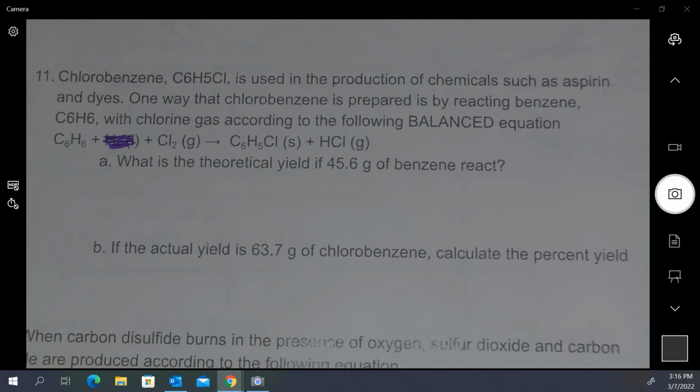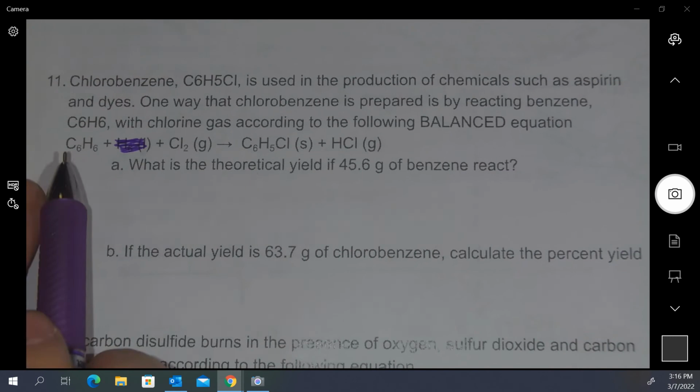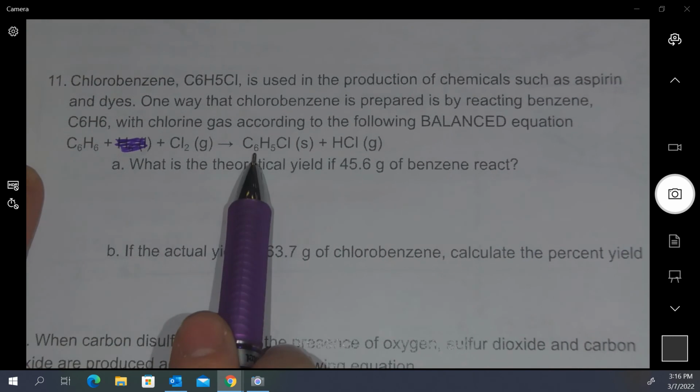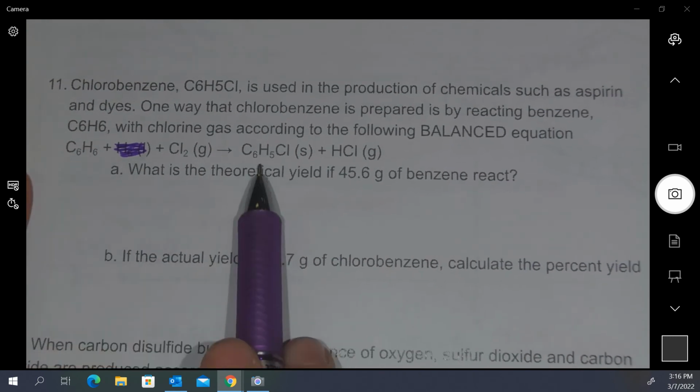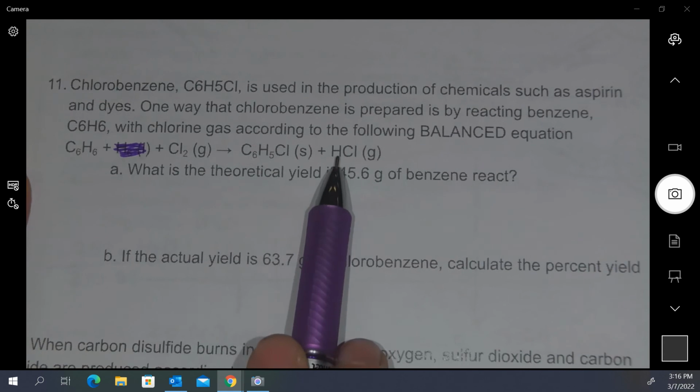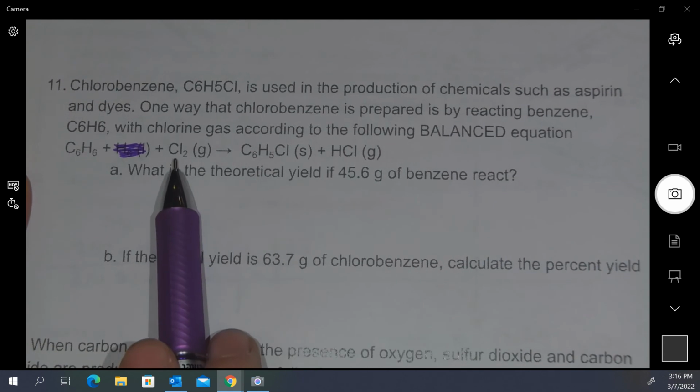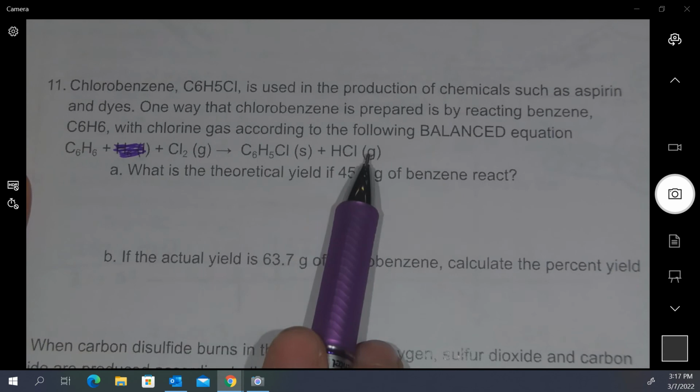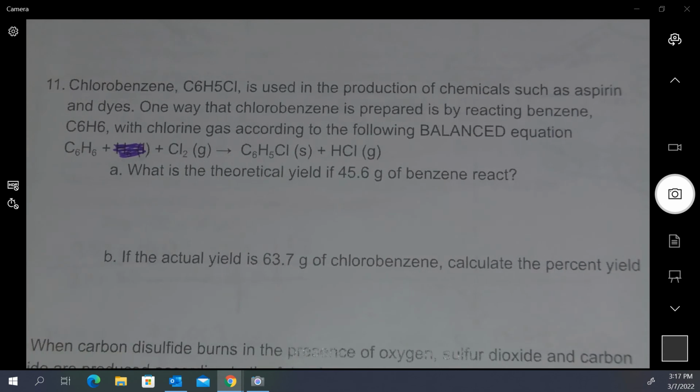And now if you actually look at it, it is balanced now. Before, when that H2 was in there, it was not right. But now it is right. So if you look at this equation, 6 carbon, 6 carbon, 6 hydrogen, 5 plus 1 is 6 hydrogen. Cl2, 1 plus 1 is 2. So it is balanced right there.